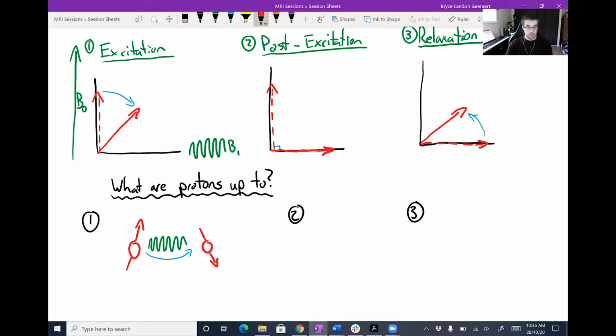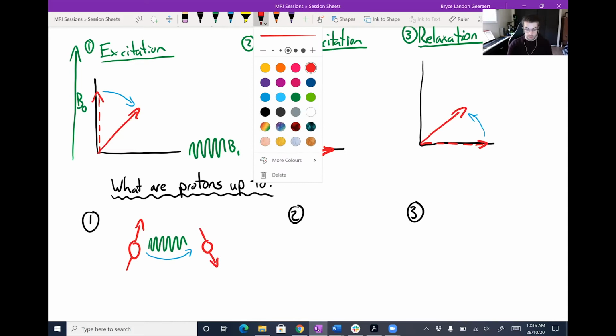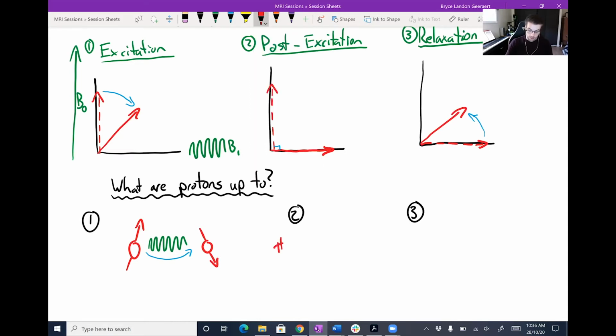Now, with a 90-degree pulse, we're going to be applying this B1 field until the number of up orientation, or parallel orientation, protons is equal to the number of anti-parallel orientation protons. So this is what's happening at the proton level when we have our 90-degree pulse. There's no longitudinal component to our NMV, because at the proton level, there's a balance between our up orientation and down orientation of spins.